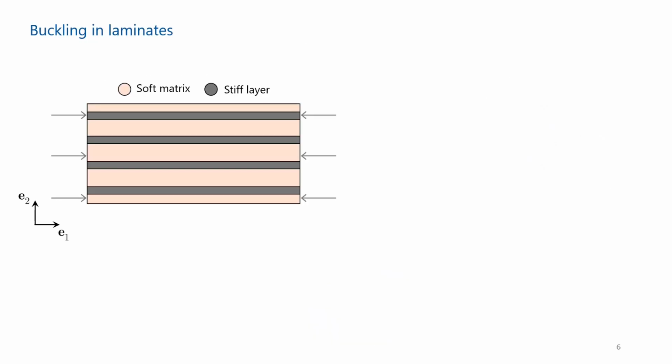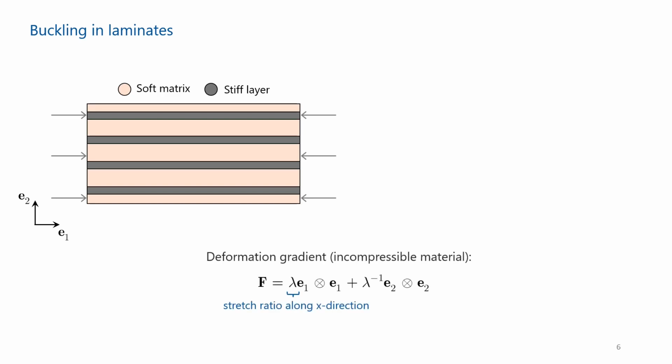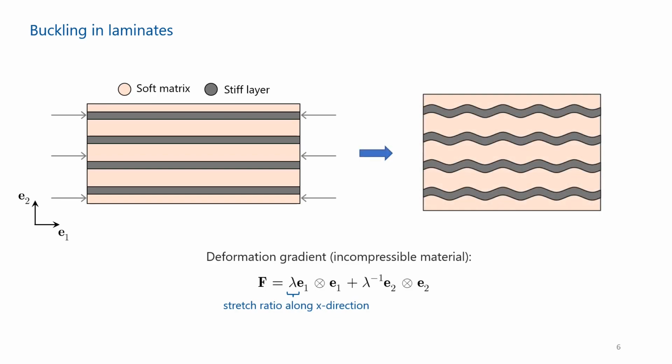In our study, we consider a layered composite. It consists of periodic arrangement of stiff and soft incompressible layers. When the composite is compressed along the lamination direction as defined by this deformation gradient, the stiff layers undergo buckling, leading to a new microstructure patterning.